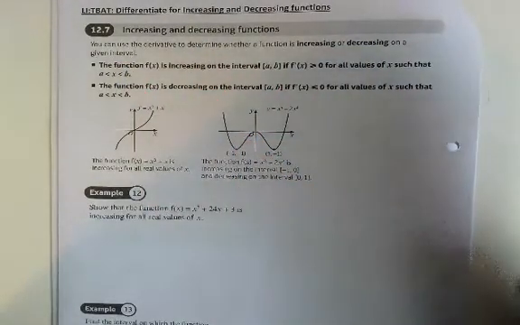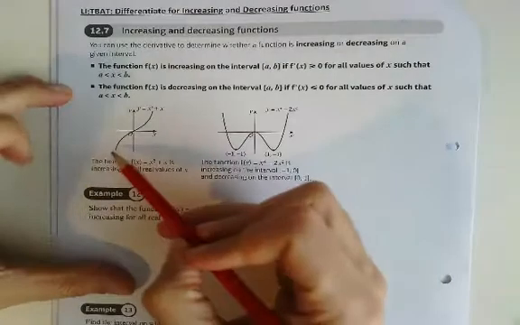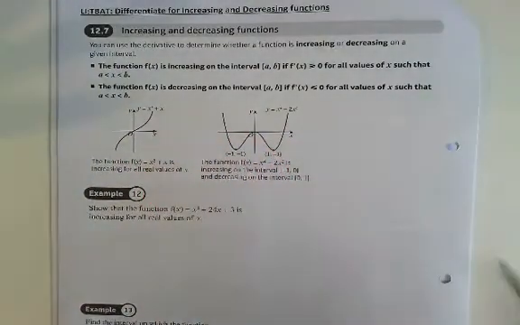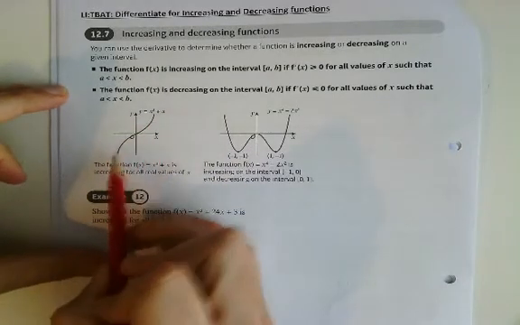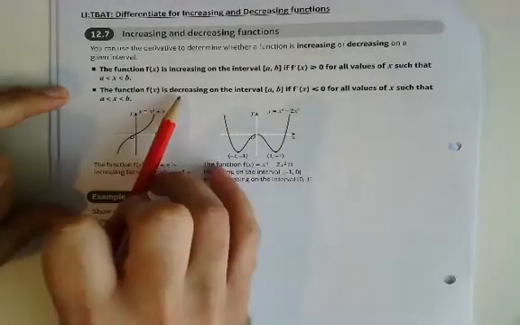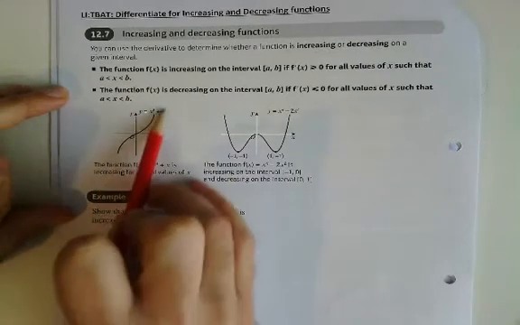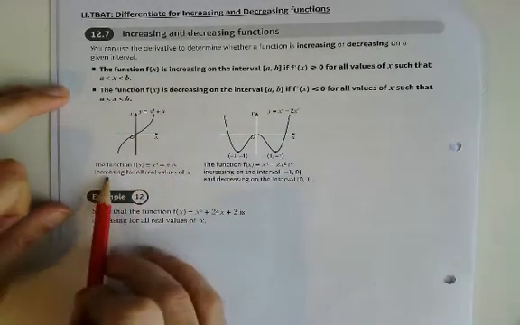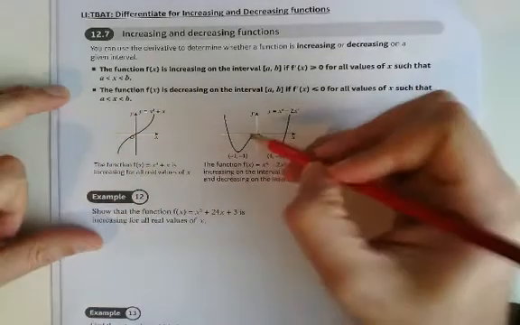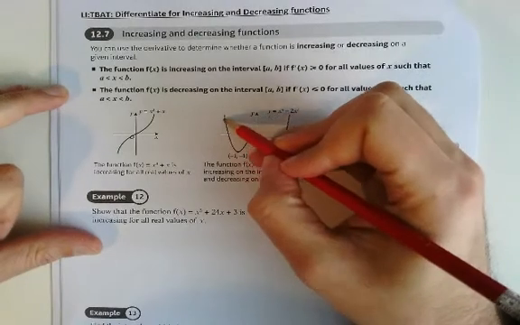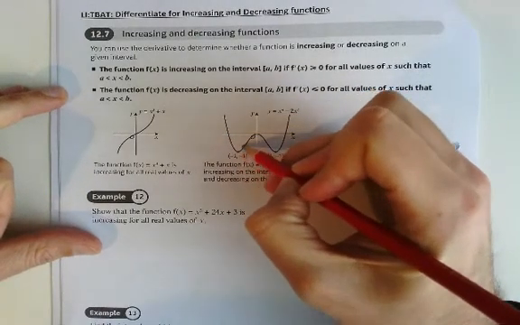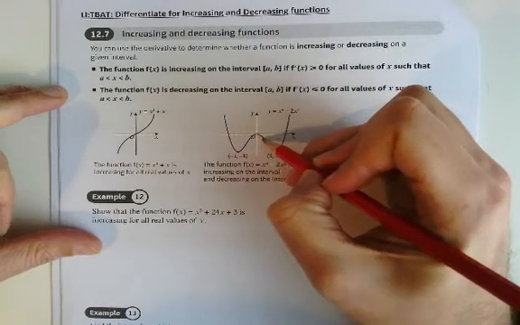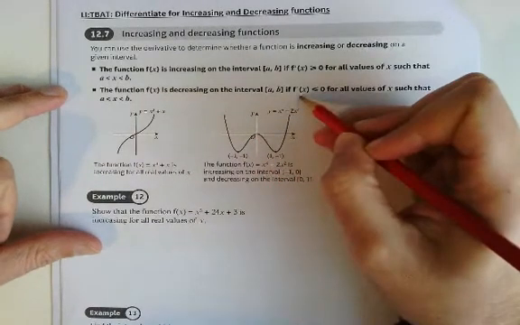When you've got a graph, you can see when things are going up and when things are coming down. If you look at this one, as you move from left to right, it is always increasing, always getting bigger. So this one is increasing for all values of x. This one starts off decreasing, then stops, starts to increase to here, then decreases again to there, and then increases again to there.